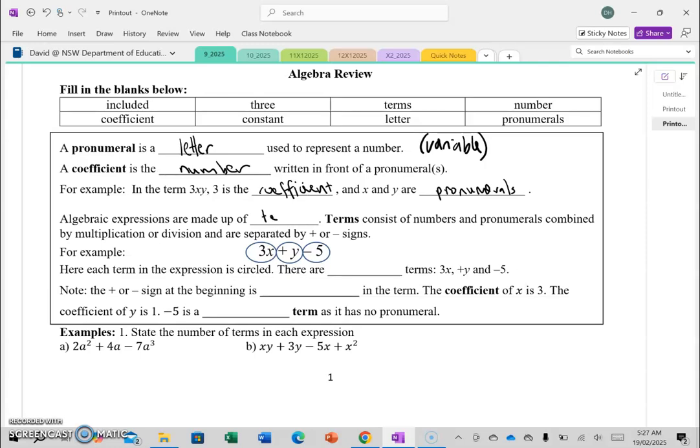Algebraic expressions are made up of terms. Terms consist of numbers and pronumerals combined by multiplication or division. The key thing is that every term is separated by a plus or a minus sign. So here I've circled the terms. Note whenever there's a plus or a minus, it signals the start of a new term. Notice that the plus or the minus starts the term, and there's always one term at the front. So there are 3 terms.